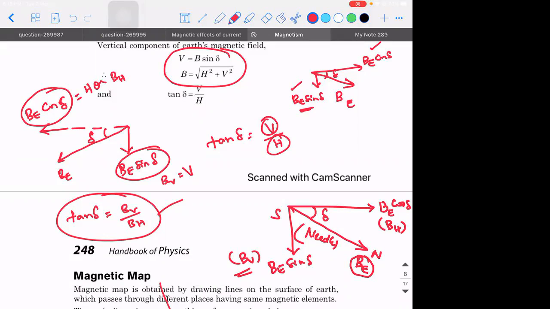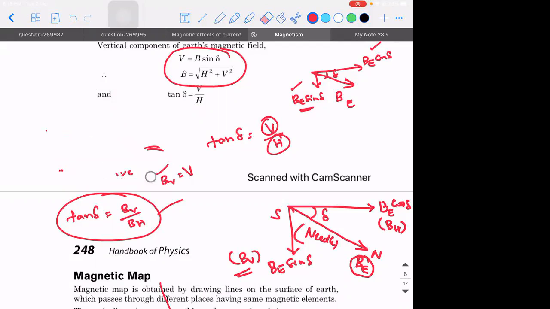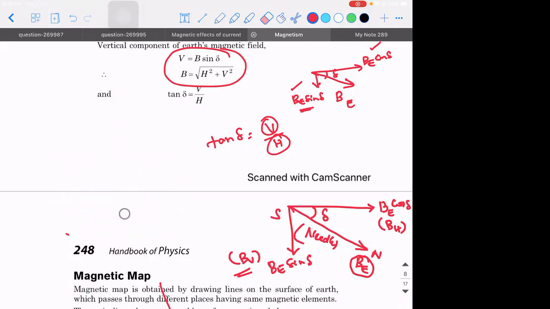With respect to problems, what they will do is they'll give you certain parameters and ask you to find the other. For example, if they give you BE square, we know that BE square is nothing but BH square plus BV square, by applying the parallelogram law of vectors. Right, BH square plus BV square. So they can give you any two parameters and ask you to calculate the third.